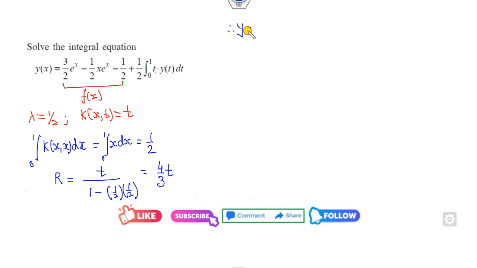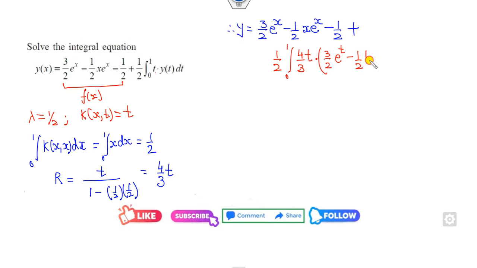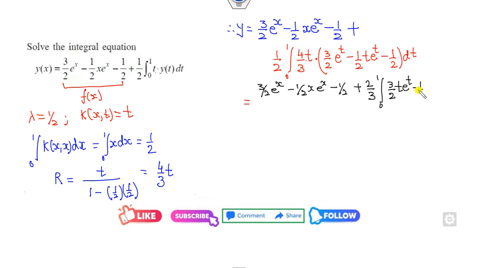So the solution will be y equals 3 over 2 e raised to power x minus half, x e raised to power x minus half, plus lambda times the resolvent kernel 4 over 3 into t, into f(x), into f(t). Fine. So I can solve this. The first component is similar, minus half x e^x minus half. The 4 by 3 is outside, that's 2 over 3, and then the integration of, I can multiply them, it's 3 over 2 this minus half t square and minus half of t.